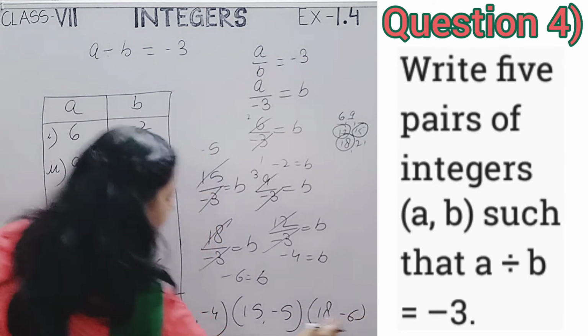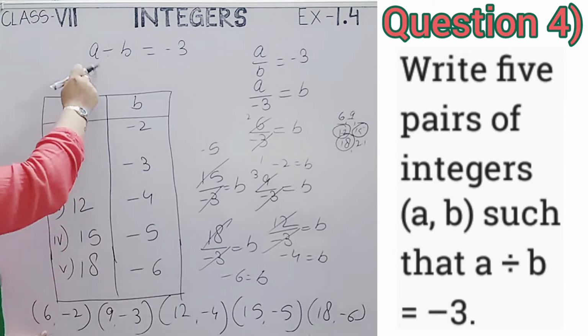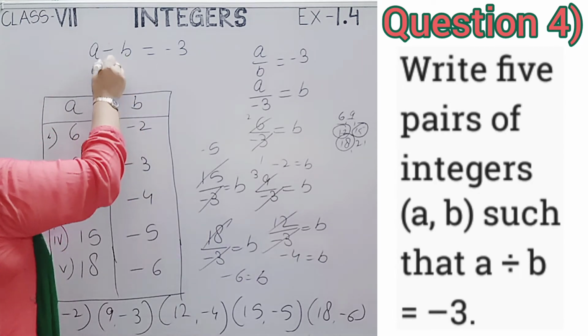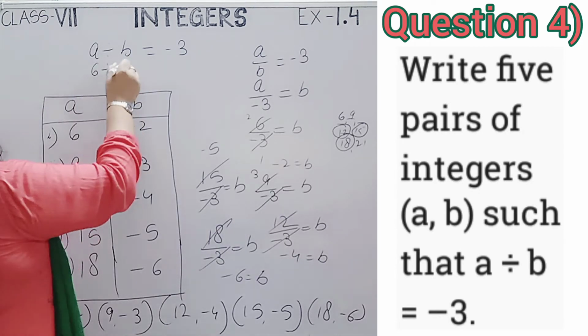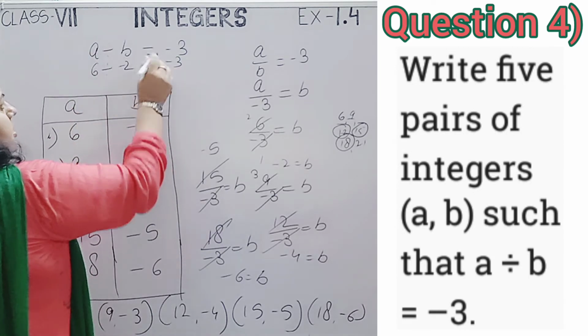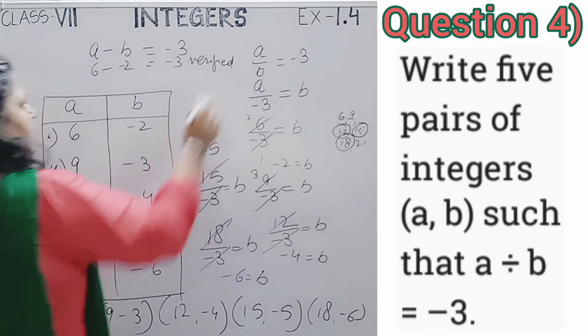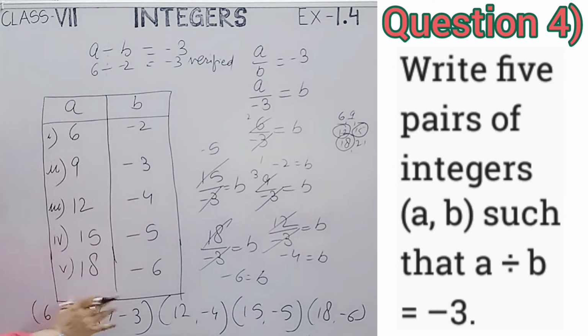So these are 5 pairs, and for verification we can substitute the value. So first example, 6 and minus 2. If I write here 6 divided by minus 2, you divide it, you get minus 3. This is verified. It means you can check all the pairs.